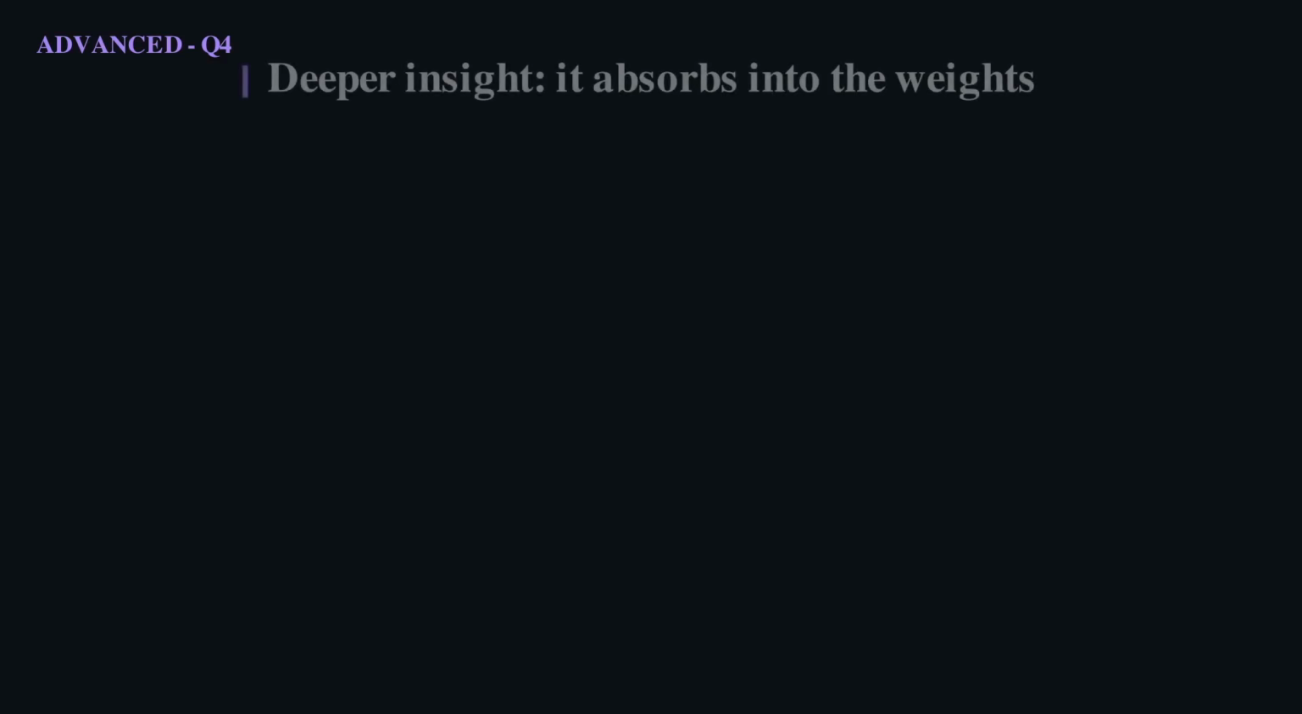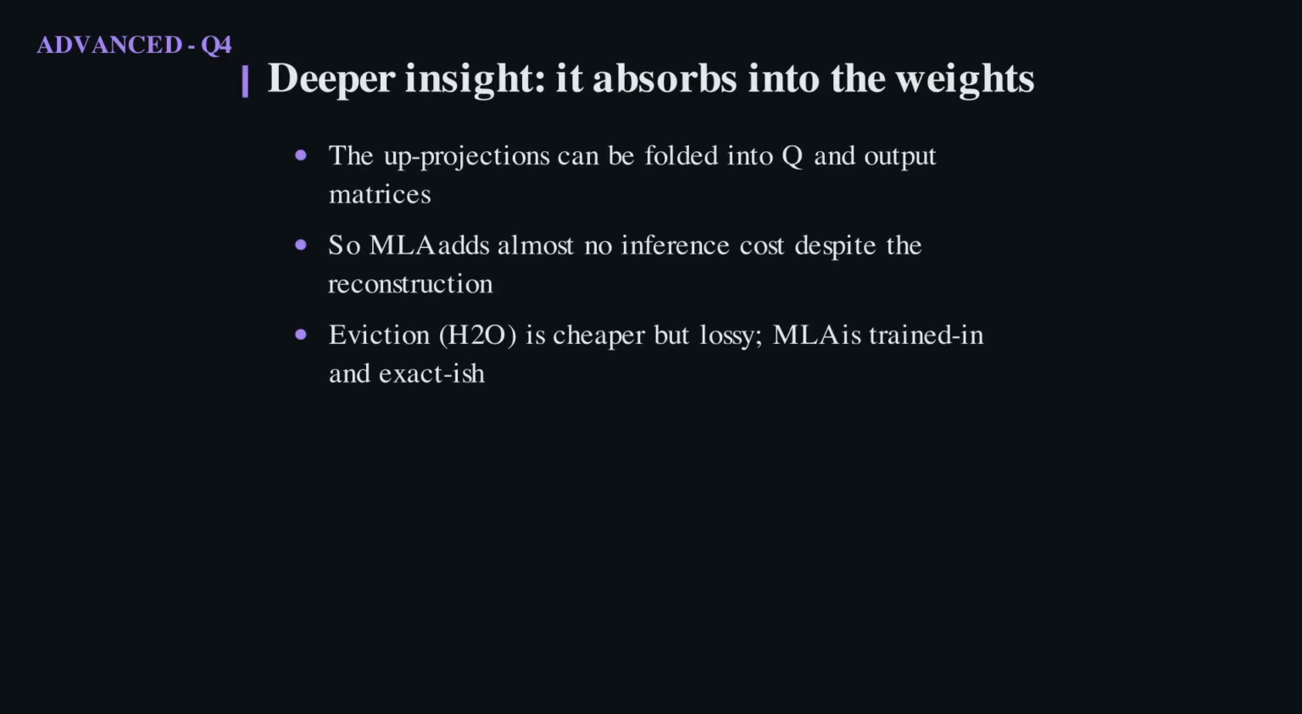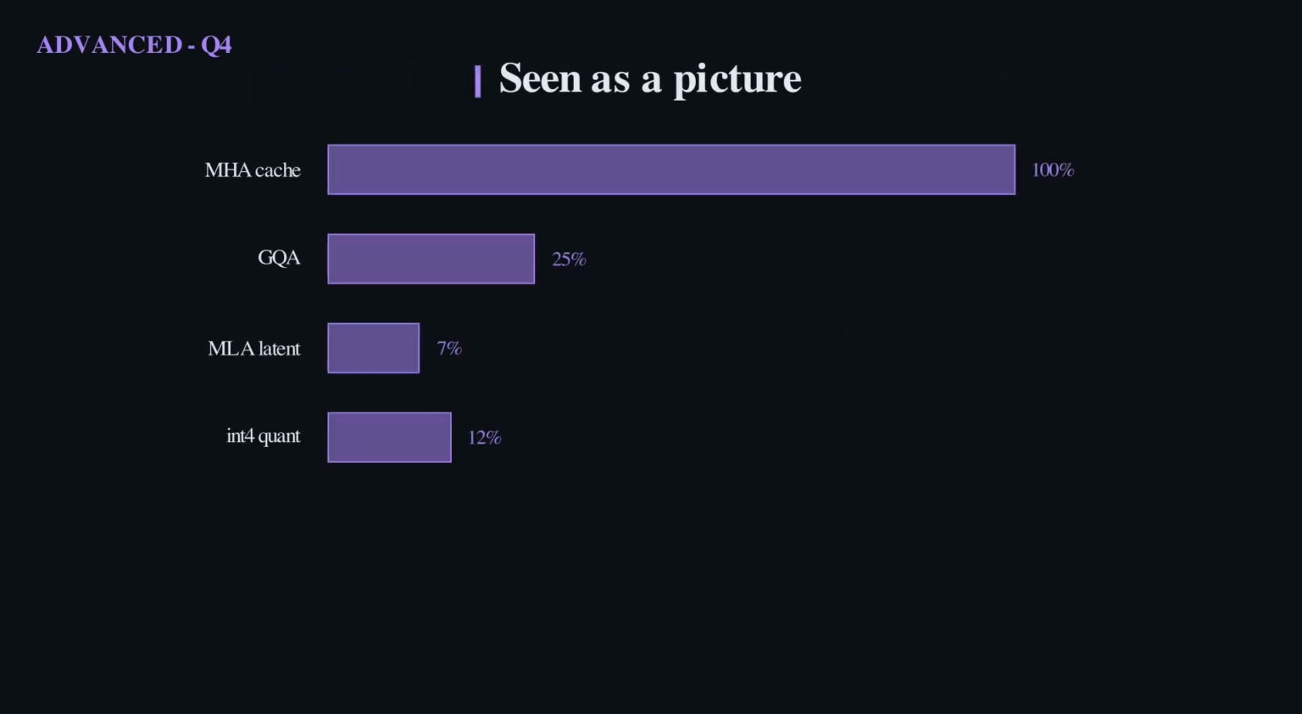The elegant part: the up-projection matrices can be mathematically absorbed into the query and output projections, so MLA reconstructs K and V almost for free. Eviction methods like H2O are cheaper but drop information. MLA bakes the compression into training instead. Relative to full multi-head attention, GQA already cuts the cache. MLA and low-bit quantization push it into single digits. Smaller cache means longer context on the same hardware.